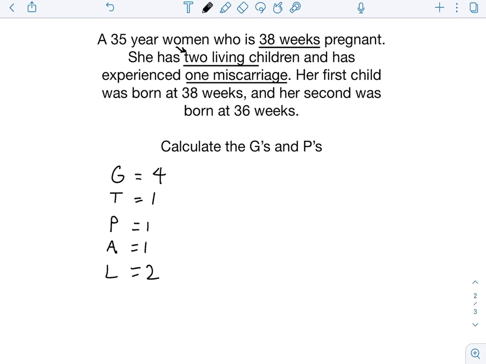Awesome. And the final component of this, if you were giving this information to an attending or a resident, you would say for the G's, she has 4, and for the P's, 5. So G4, P5.